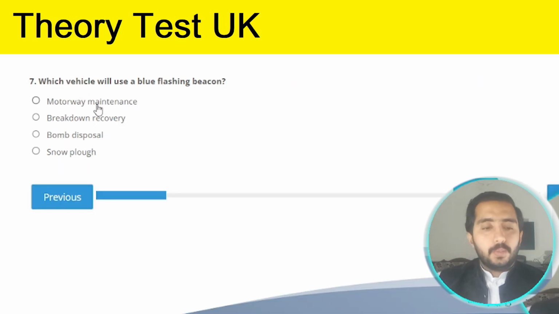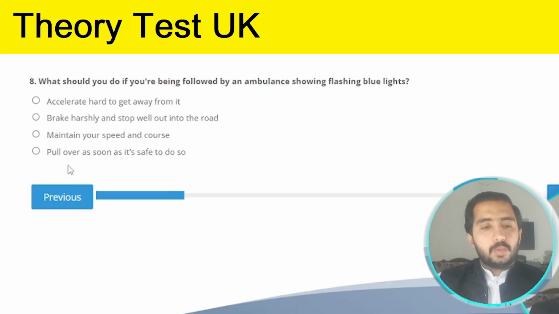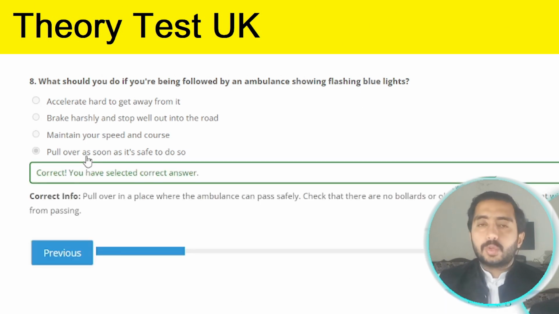Next question, question number 7. What vehicle will use a blue flashing beacon? The correct option is bomb disposal. Option C is the correct one. Next question, question number 8. What should you do if you are being followed by an ambulance showing flashing blue lights? The correct option is pull over as soon as it is safe to do so. Option D is the correct option.